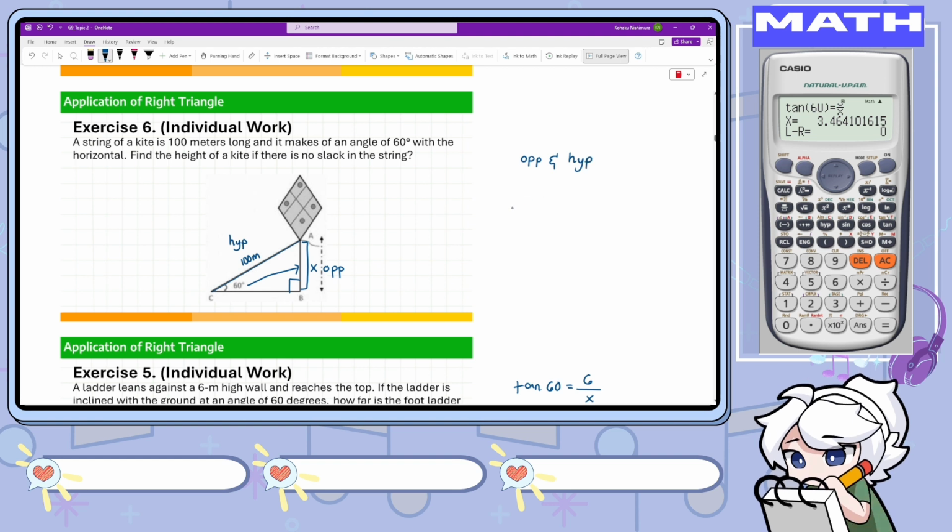It is indeed sine. Now, sine 60 is opposite being x over hypotenuse being 100. And thus, you can solve that the value of the height is approximately 86.60. What is the legend? Meters. There you go.